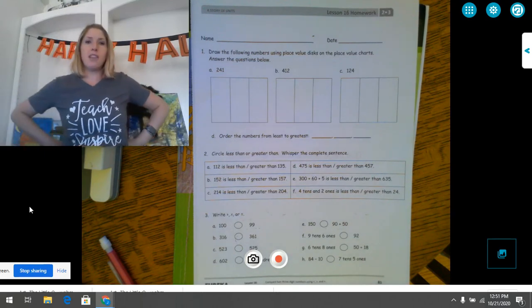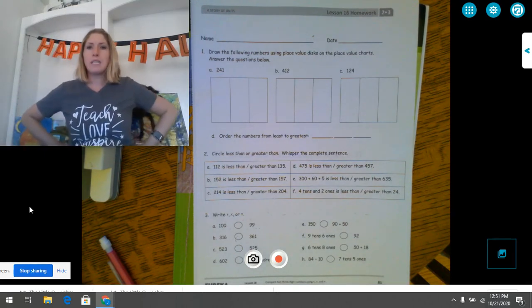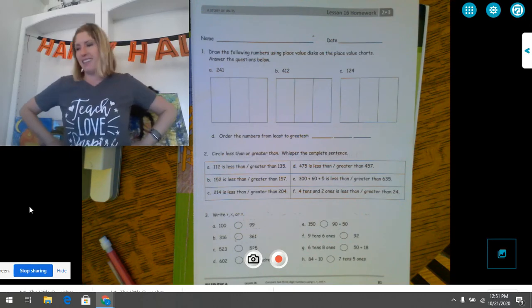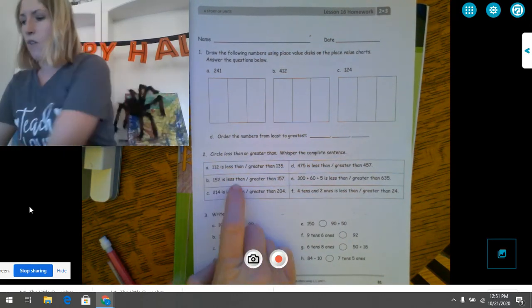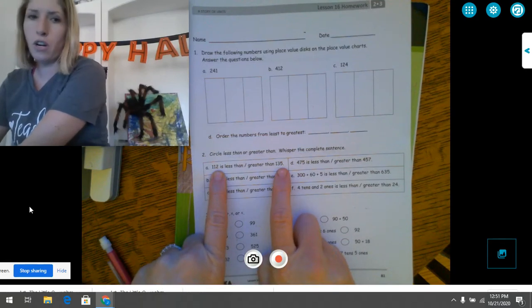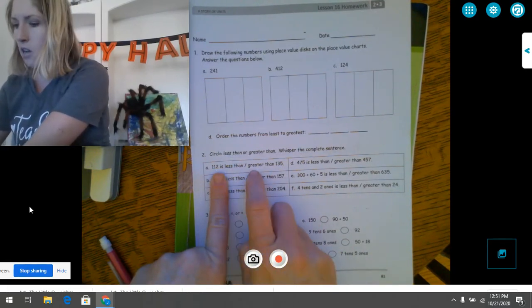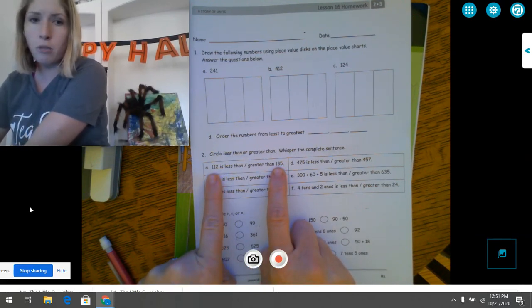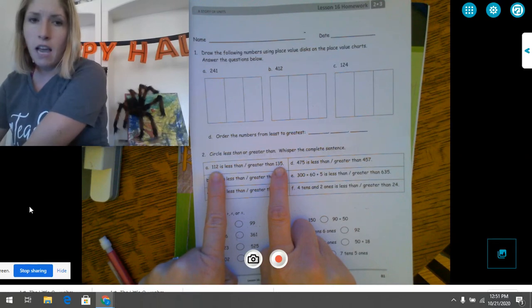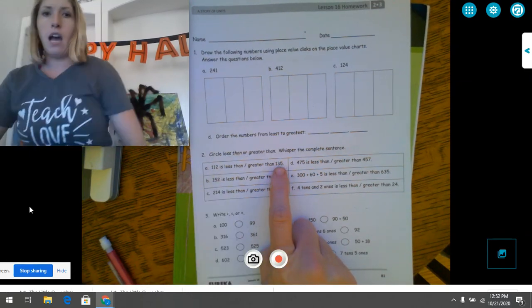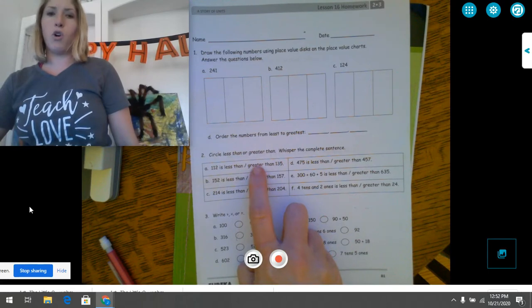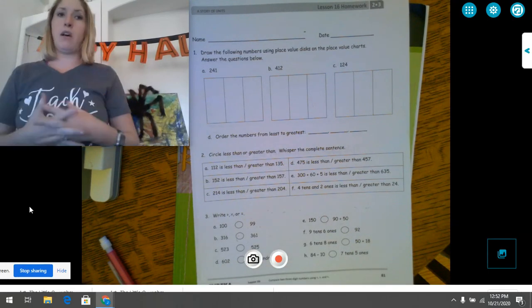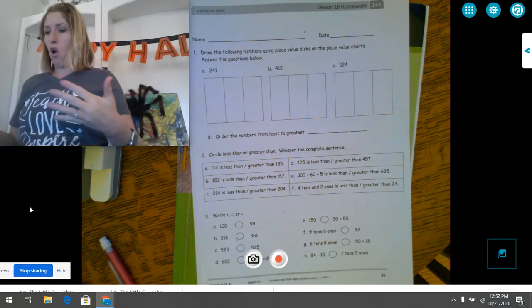Number 2 says circle less than or greater than. Whisper the complete sentence. So just like we did on our problem set, you have two numbers, 112, 135. You're going to circle less than or greater than, whichever one fits with those. Just like we did together, you're going to look at the hundreds place first, and then the tens place, and then the ones place to try to decide which number is bigger. Okay, so if the hundreds place is the same, you'll look at the tens place, like this one. And then you're just going to circle the word less than or circle the word greater than, and then read that whole number sentence out loud to yourself. That's for all of those there.